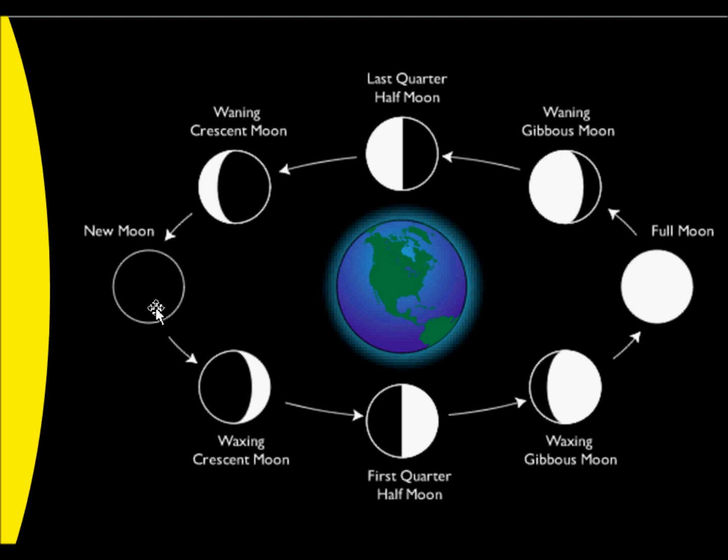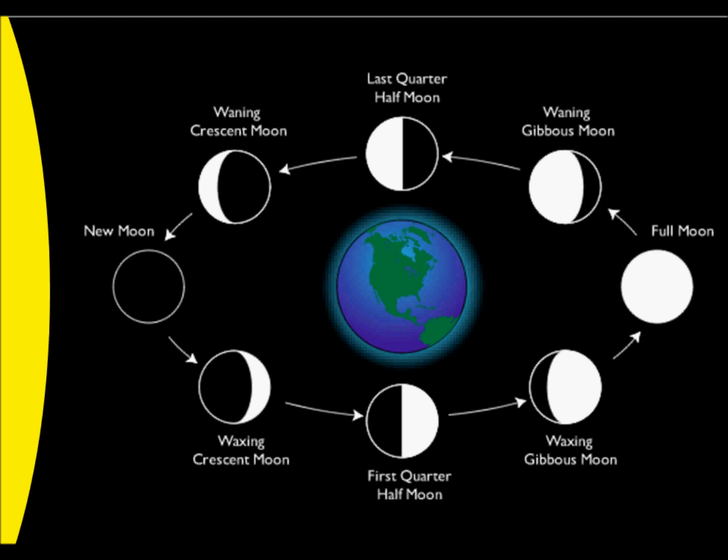So the month starts here with the new moon, and during the course of the month, the way that we see it varies according to how much light is being reflected from the source, which is the sun, by the moon onto planet Earth.